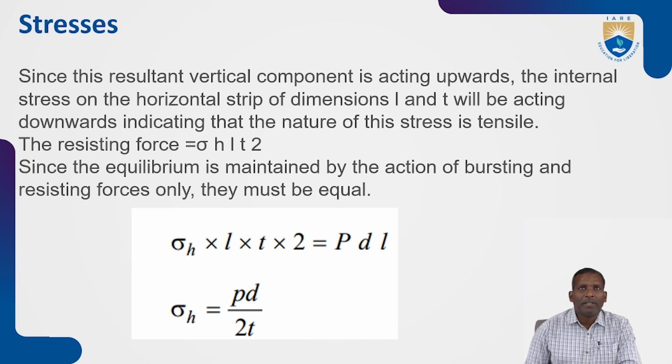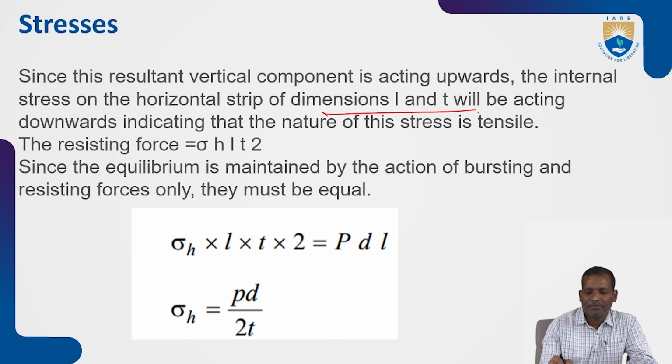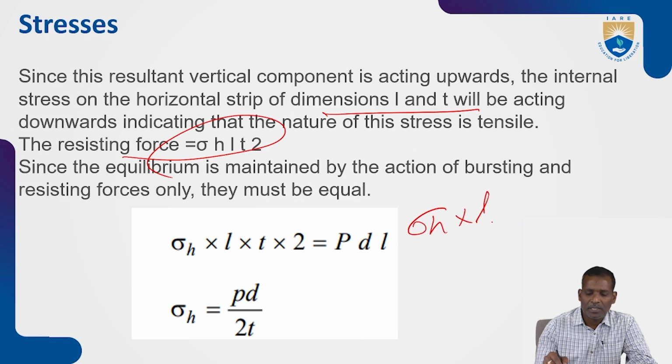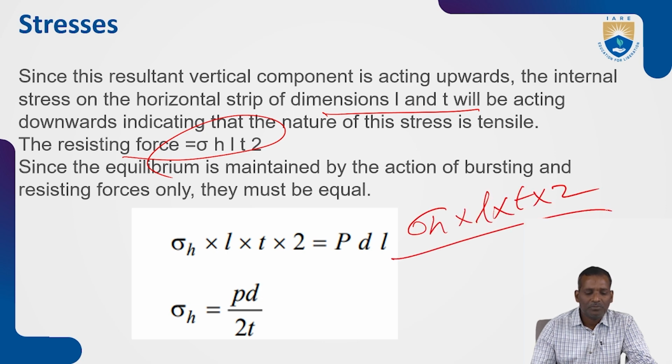So the resultant vertical component is acting upwards, and the internal stress on the horizontal strip of dimensions L and t will be acting down. The nature of the stresses is tensile, and the resisting force is sigma h into L into t into 2, that is, 2 times the thickness into L into sigma. This is stress into area. So that's the resisting force.